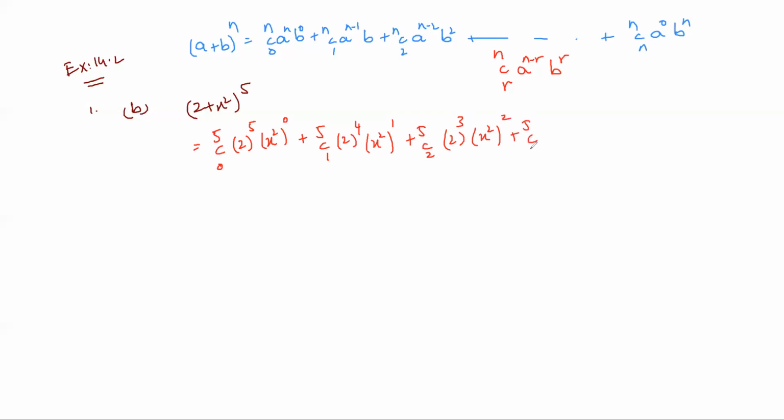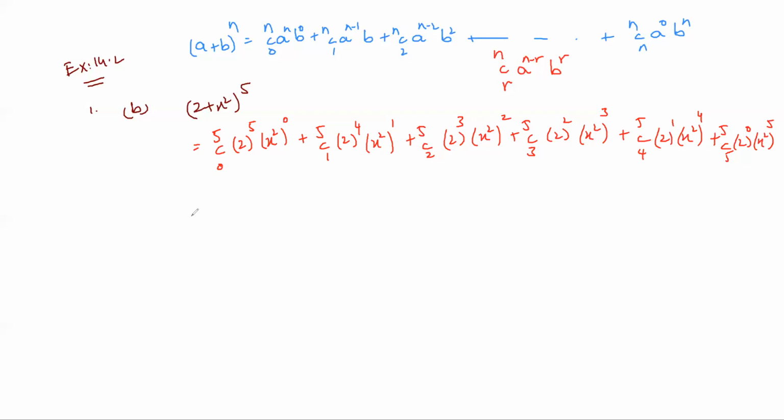Plus 5C3, 2 raised to power 2, and x squared raised to power 3. Then you have 5C4, and then you have 2 raised to power 1, and x squared raised to power 4. And finally, you have 5C5, and you have 2 raised to power 0, and x squared raised to power 5.